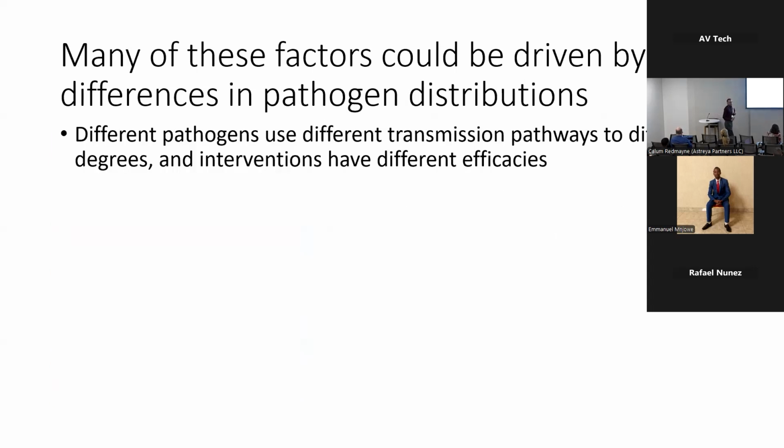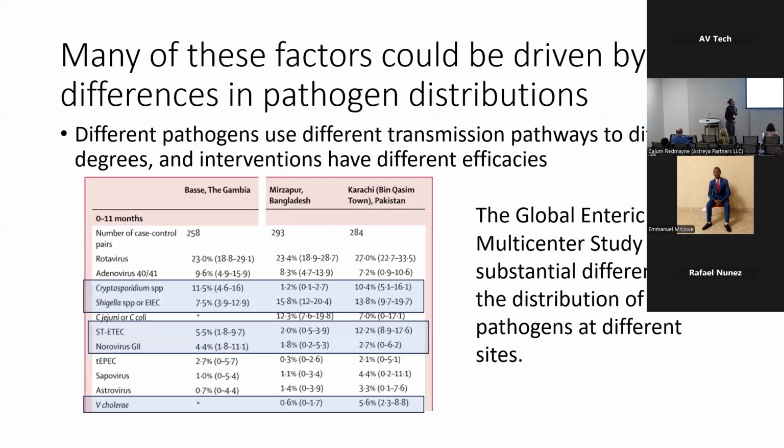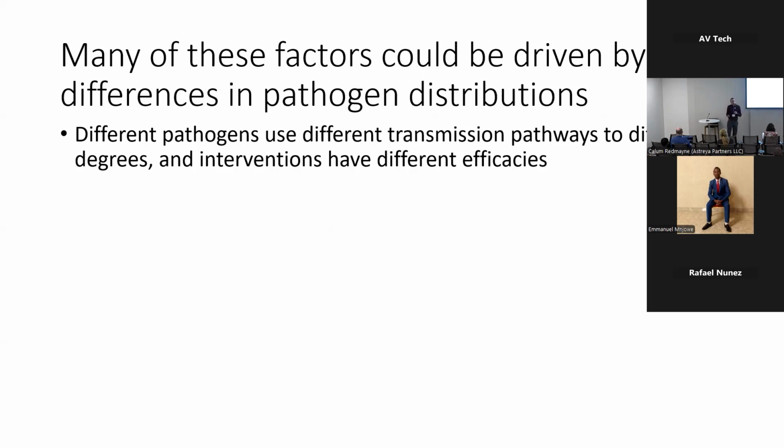And in particular, all of these factors may be driven by differences in pathogen distributions. Different pathogens are going to use different transmission pathways. Some of them may be more person to person. Some of them may be more driven by food or by animals. And the interventions are going to have different efficacies. So, for example, chlorination is more effective against bacteria and viruses and less effective against protozoa, generally speaking.